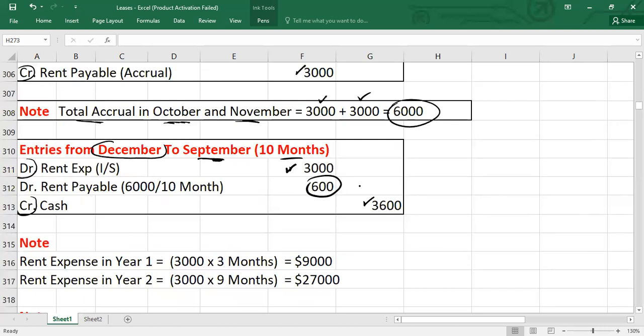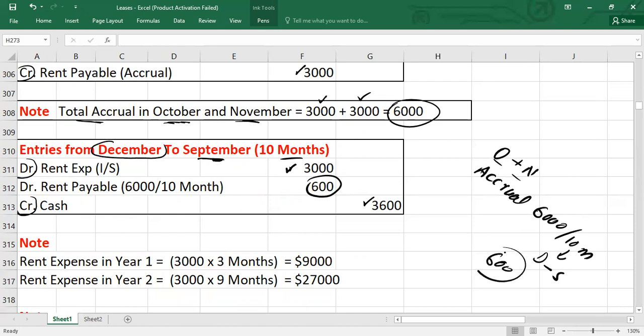So you can see here there is a difference on the debit side. 600 is the difference. So where are you going to get this $600 from? Because in the month of October plus November you have booked accruals of 6,000. So this 6,000 you will divide by 10 months, because October and November have passed. 10 months means from December till September. So every month you will get 600. With this 600 you will reduce your liability over the remaining period. So you will debit the rent payable by 600. I hope, guys, this entry is clear.